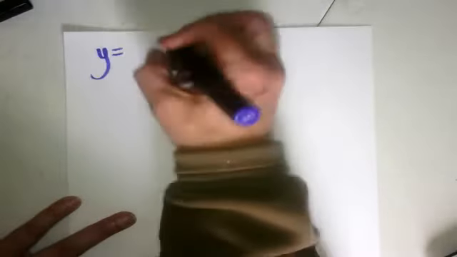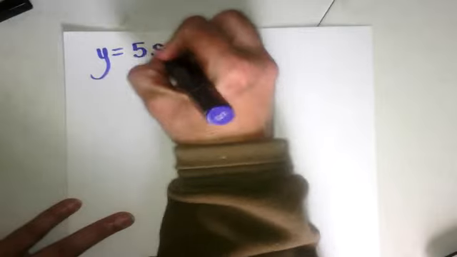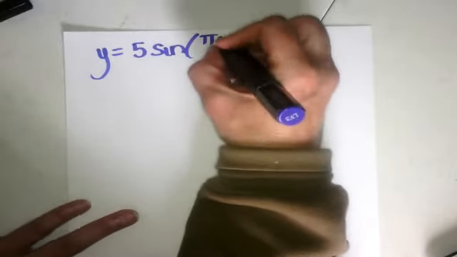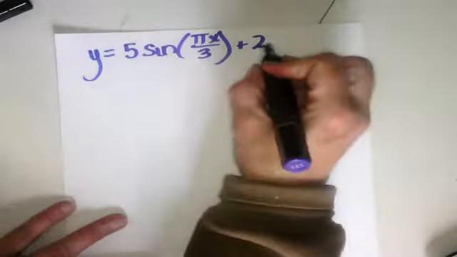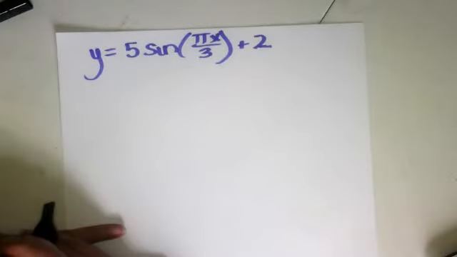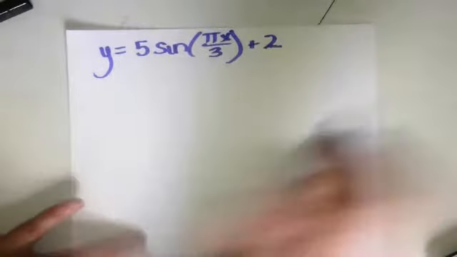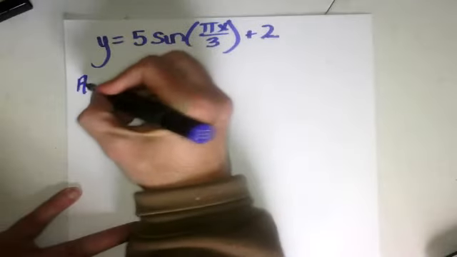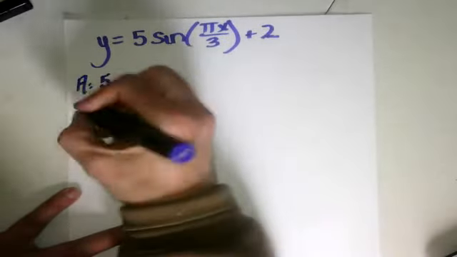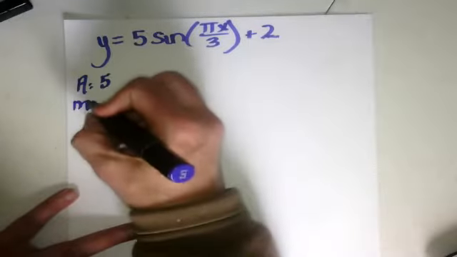So a couple things. If I tell you to graph y equals 5 sine, let's call it pi x over 3 plus 2, you should immediately find out, again, let's say you don't want to write out, the questions did say to write out what the amplitude is. So the amplitude is 5. The midline is 2.